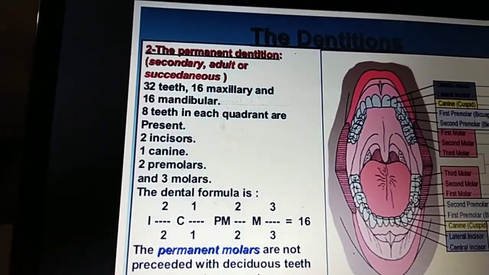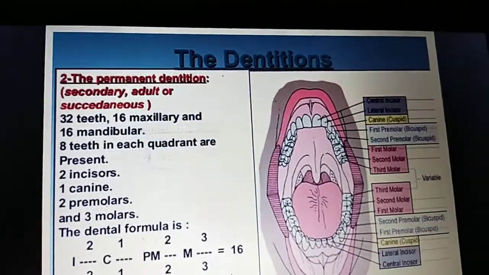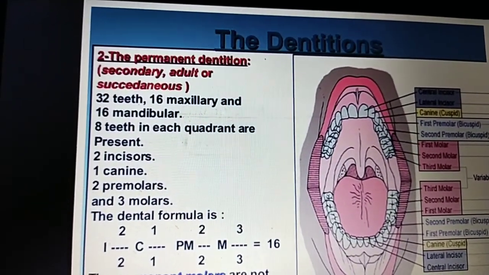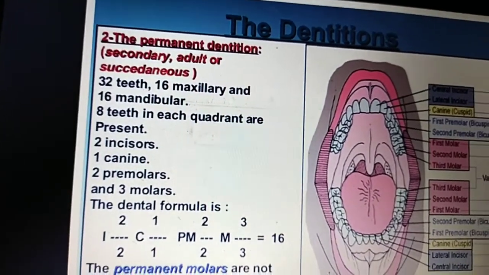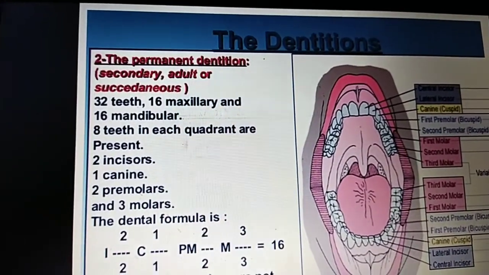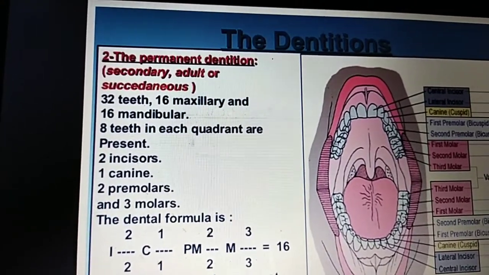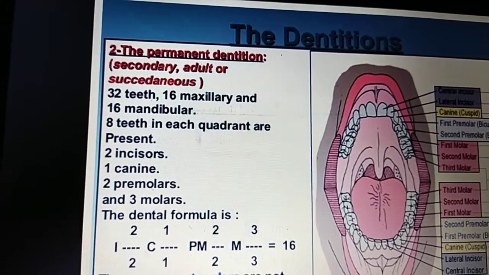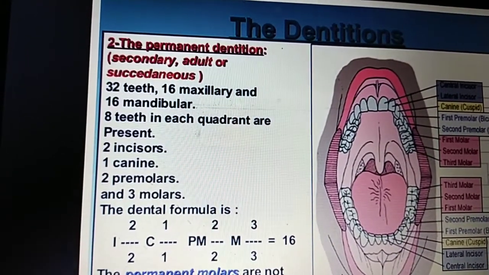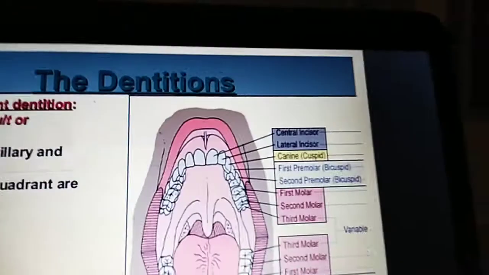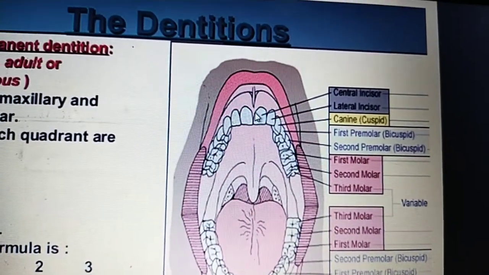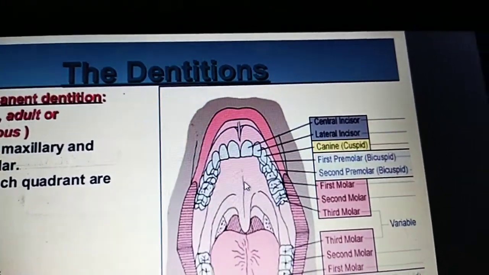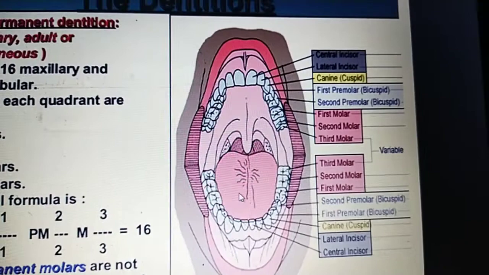Now you can go for the permanent dentition. It is also called secondary, adult or succedaneous teeth. Here you get 32 teeth. 16 are maxillary above and 16 mandibular. You can divide them into right and left, with 8 teeth in each quadrant. You can see here, this is the maxillary and these are the mandibular. Above 16 teeth and below 16 teeth.